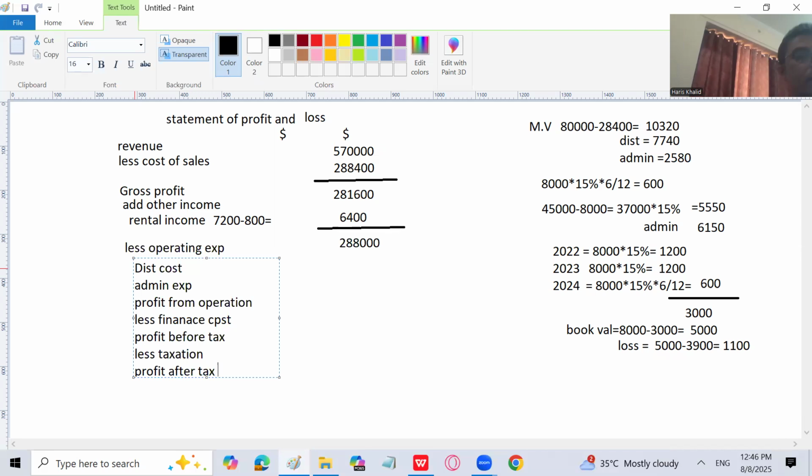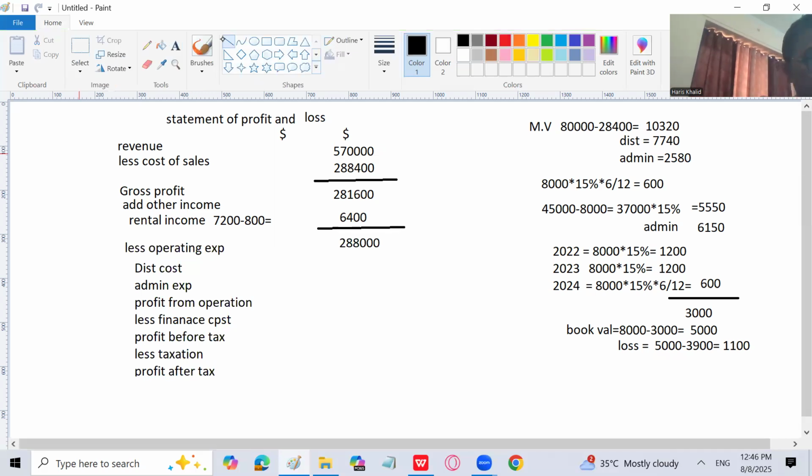This is the format which I want to inform you, and definitely you have to be very vigilant about the formats also, because formats are a part of the game, and you have to go for the formats also to understand the proper way of preparing the question. So let's go for the distribution cost now.